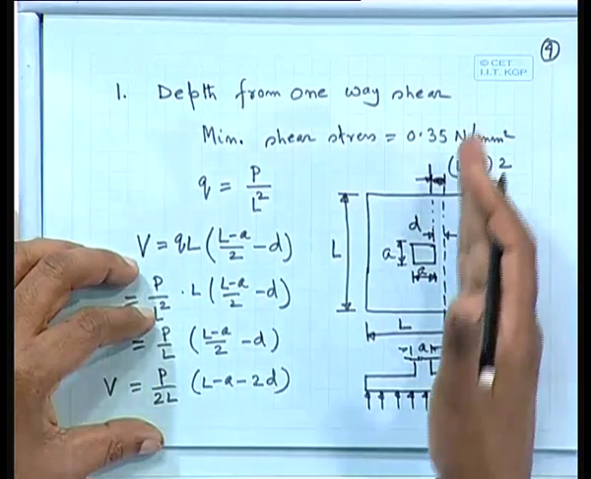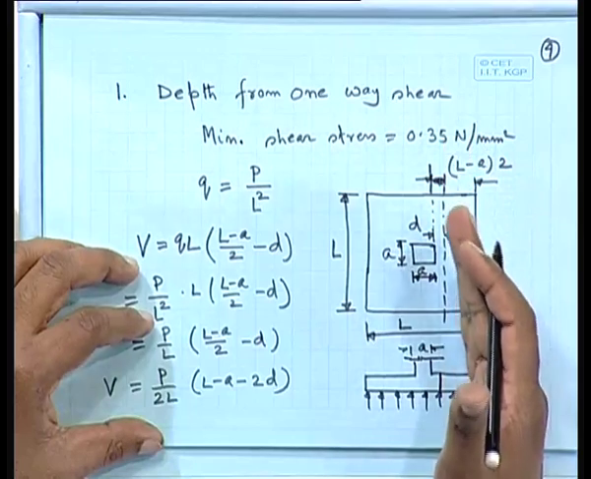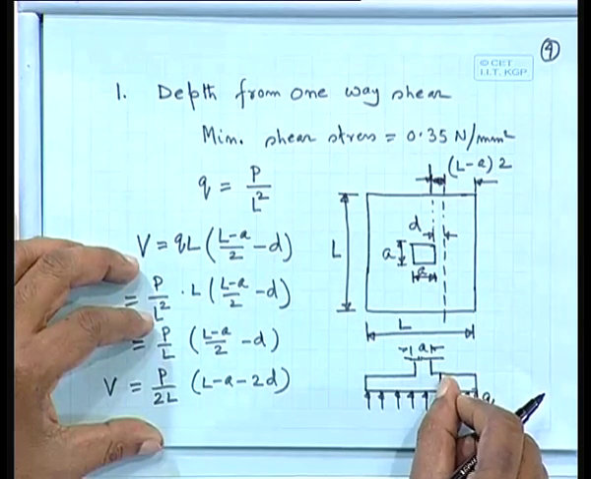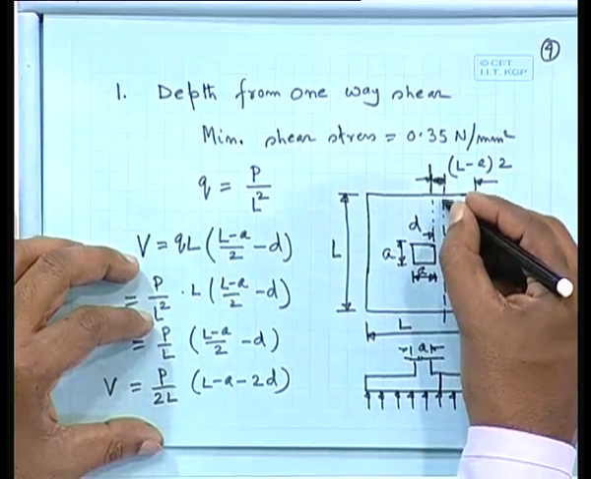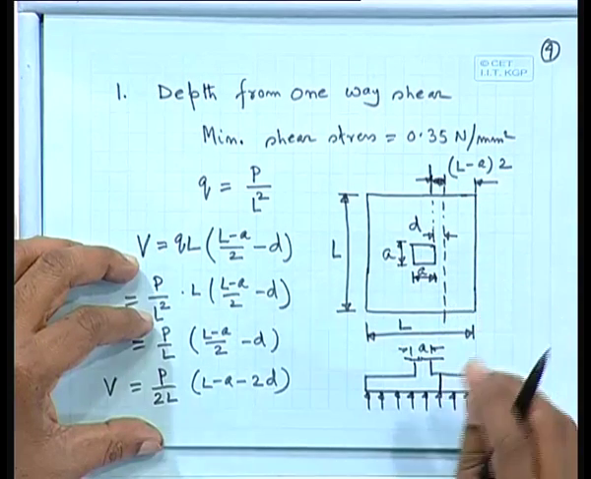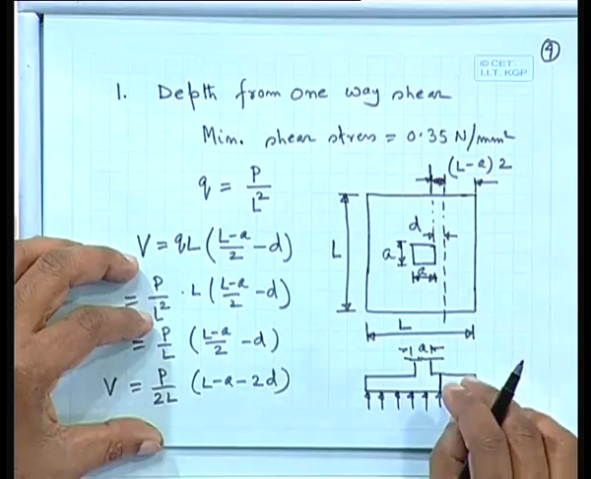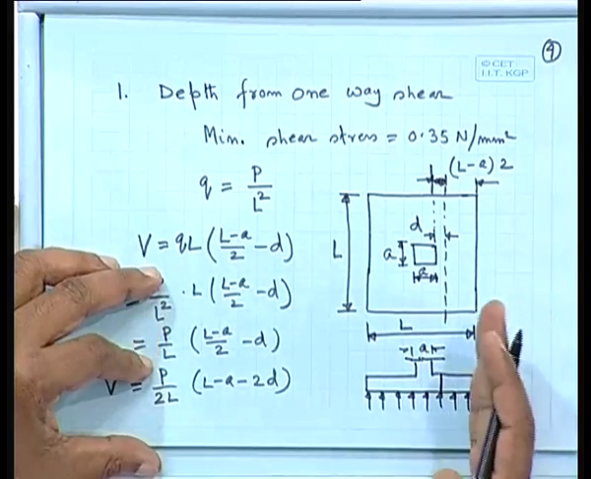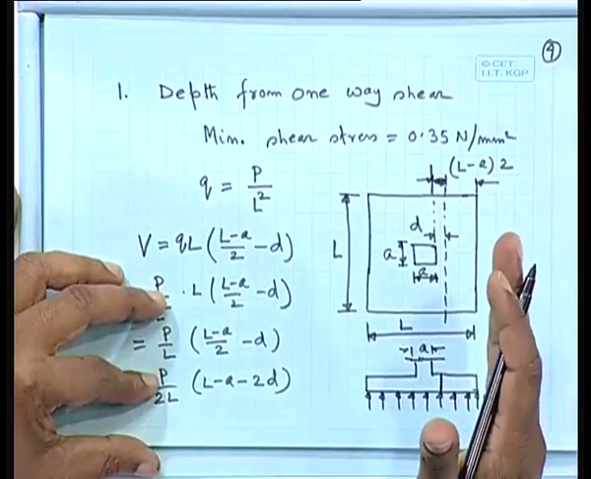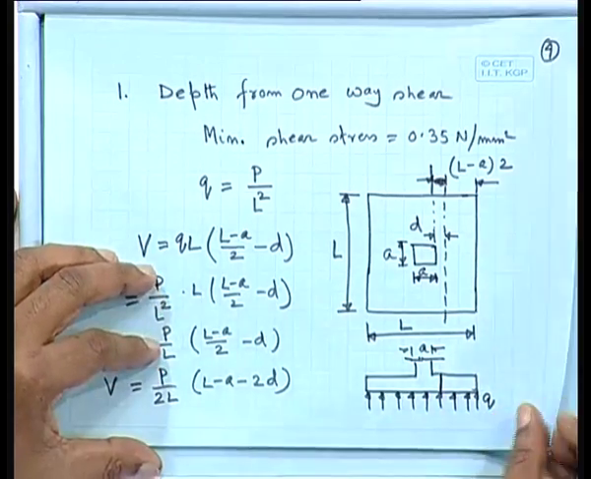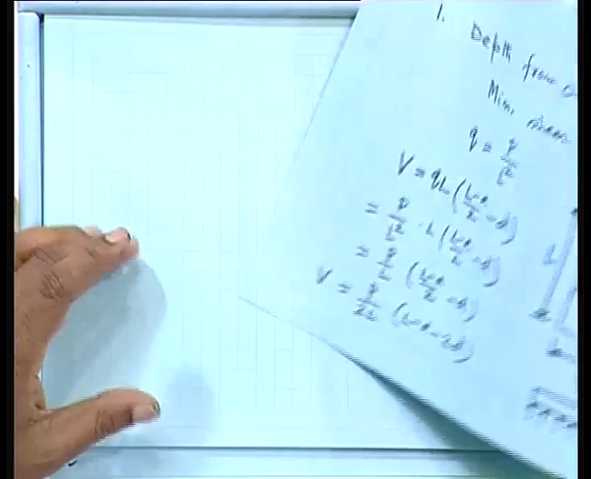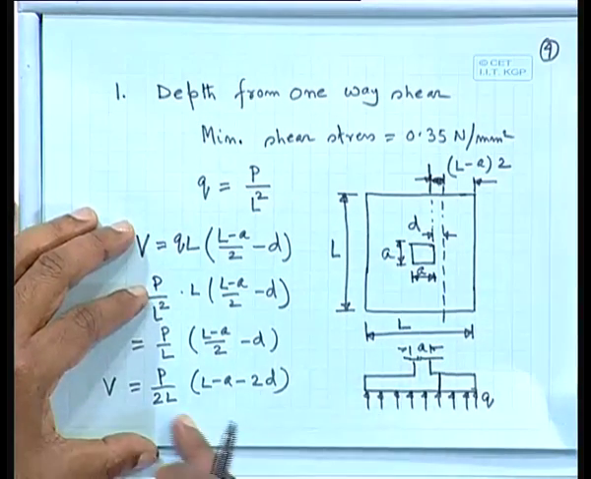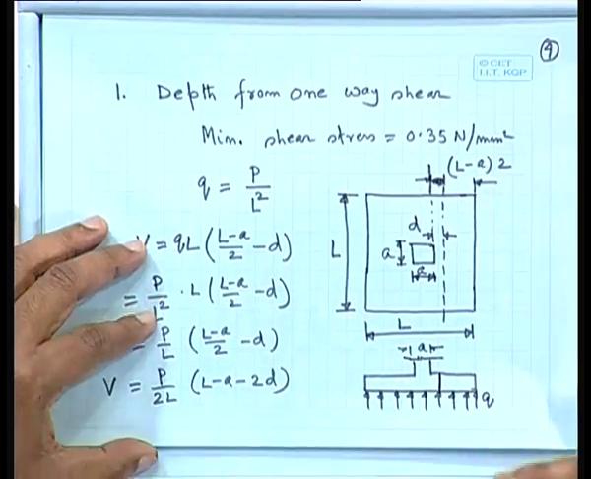So, whatever shear force is developed here should be resisted by the cross section. That cross section is equal to the length L times the effective depth D, the area which is resisting, times tau C, that is permissible. So, that is the shear force, and these forces should be resisted by that shear force.